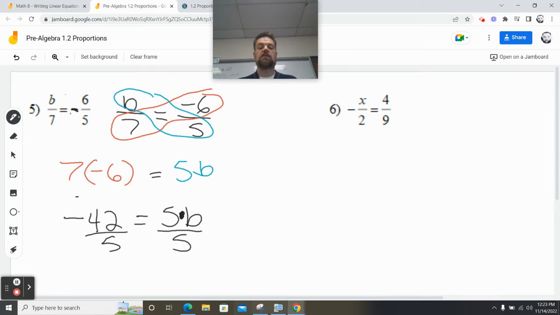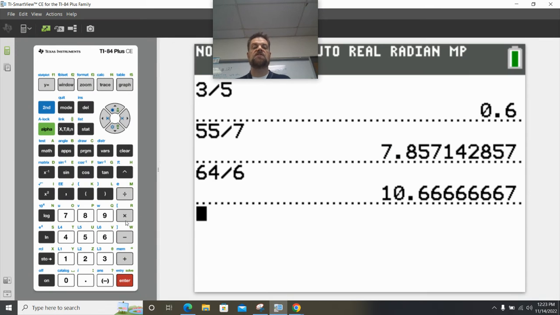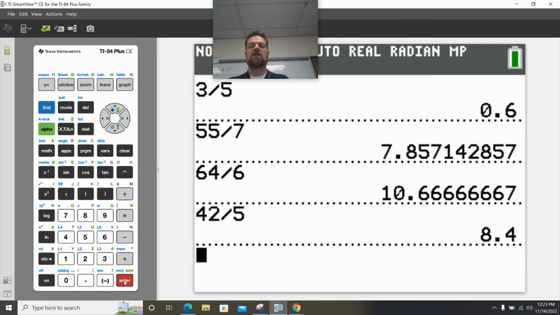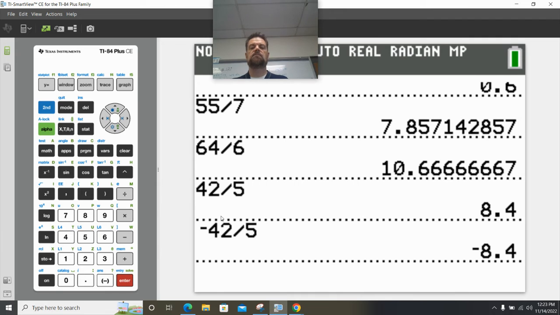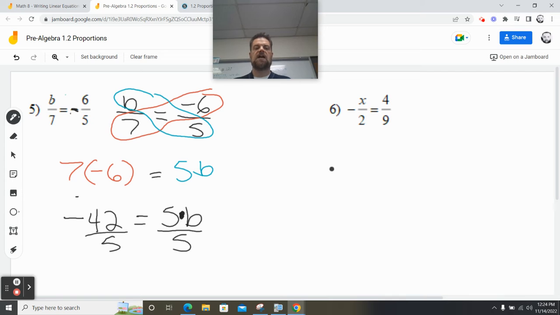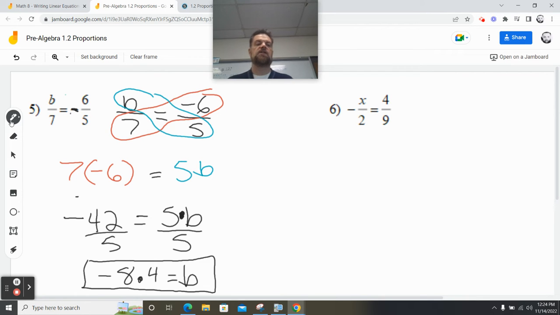Now, here's the trick. Here's where people are going to make the mistake. They're going to go, 42 divided by 5. And then you get this number. Is that right? No, it's negative 42 divided by 5. And it's negative 8.4. So take your time and make sure you get the right answer. Negative 8.4 equals B. Do I need the squiggly lines on that one? No, I didn't do an approximation.